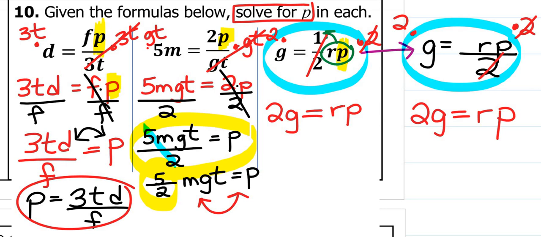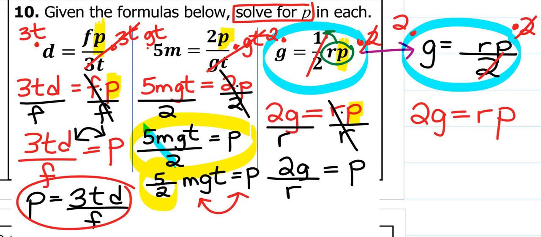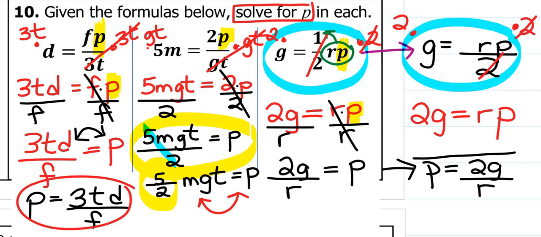And now the last step is to get P by itself. To get P by itself, I need to get rid of the R in front of it, which is being multiplied to the P. So we're going to divide out the letter in front of P, which is R. Divide it out. 2G over R equals P. Or P equals 2G over R. And this is our final answer. Okay, so we've completed the first page. Look for the next video as we continue in the packet.